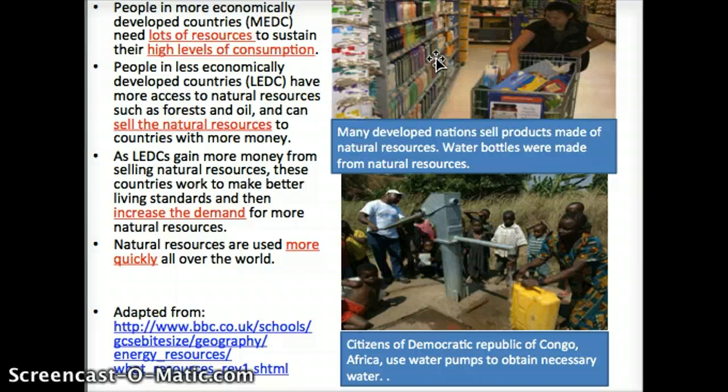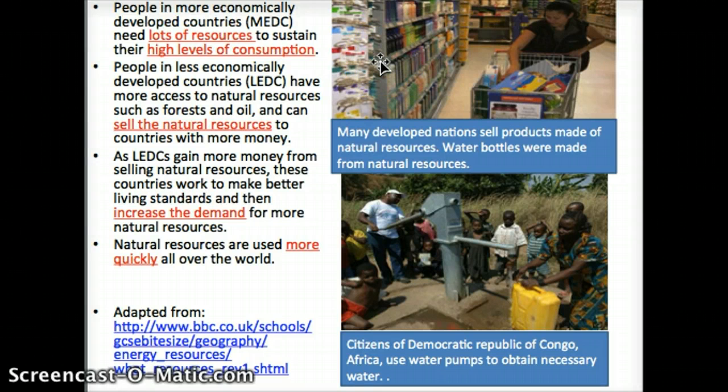Whereas people in less economically developed countries have natural resources, but their country might not have as much access. So a lot of times they have different ways to get what they need. So here in the Democratic Republic of Congo, Africa, they use water pumps to get their water, as opposed to in the developed countries, where we buy bottles of water.